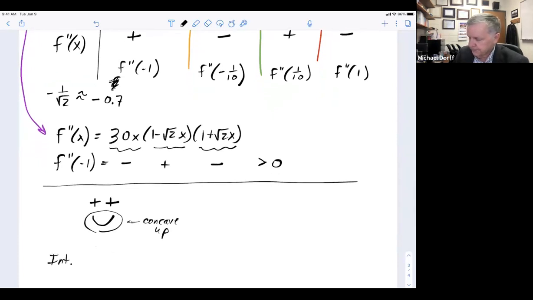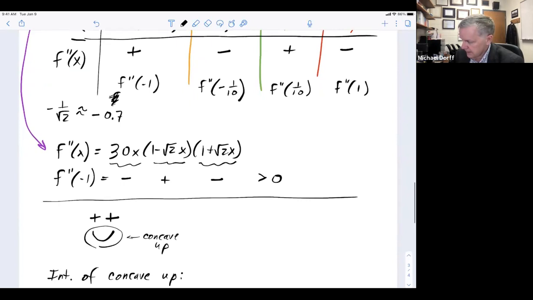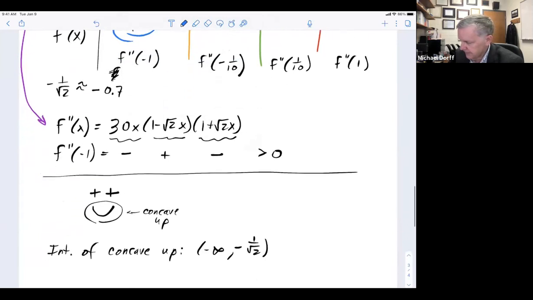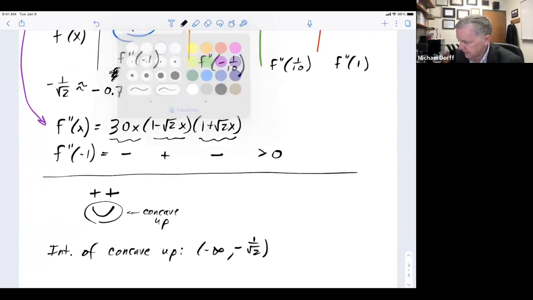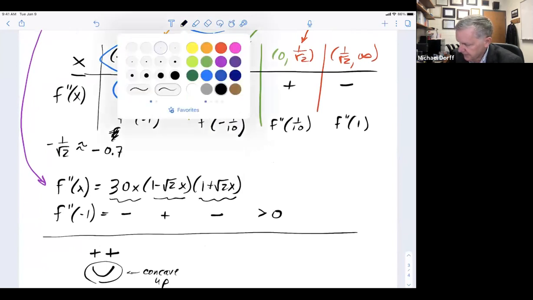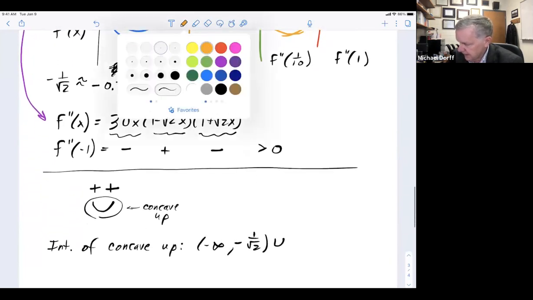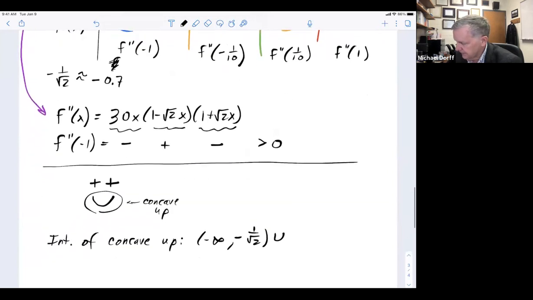So the intervals of concave up are negative infinity to negative 1 over square root of 2. And that's coming from this part right here because it's positive. And then union, where else do I have positive? I have positive right here. So I take this interval, and that interval was 0 to 1 over square root of 2.